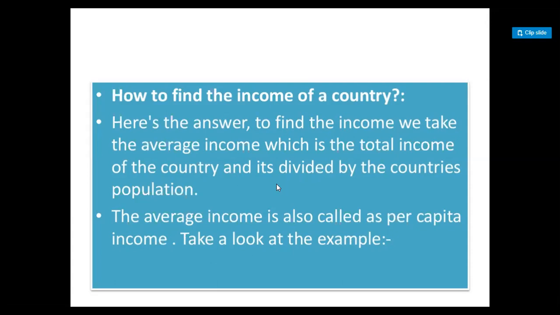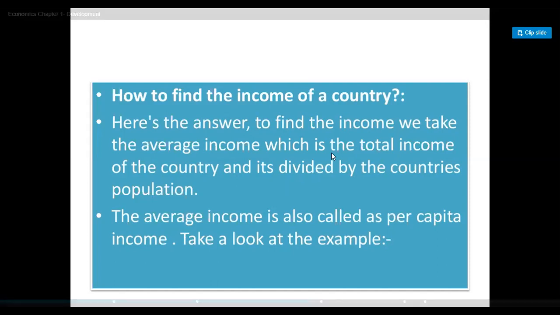Again, I'm saying we take the average income. How? The total income of the country divided by the country's population. Again, I'm repeating. Total income of that particular country, dividing it by that particular country's population, and the answer we get as average income is called per capita income. Clear? I have made an example also for you.